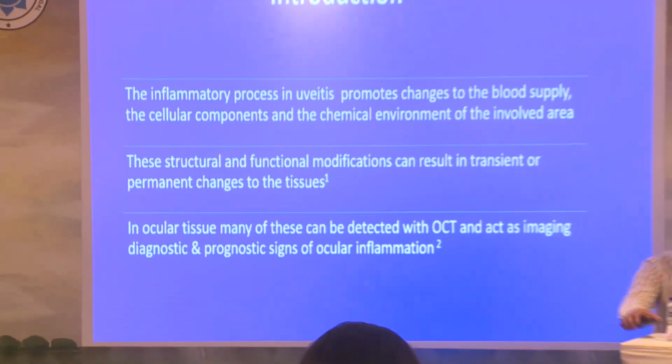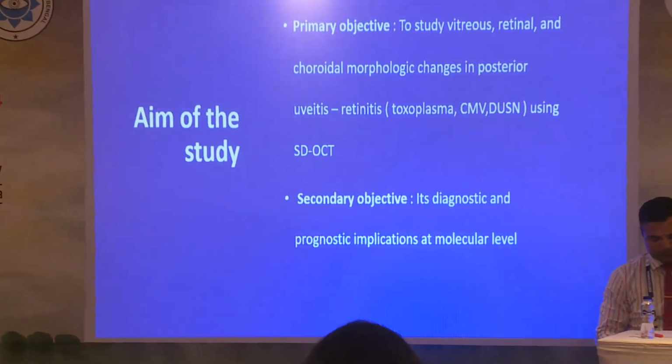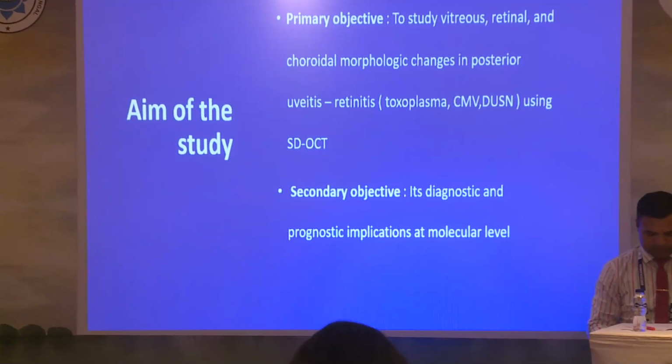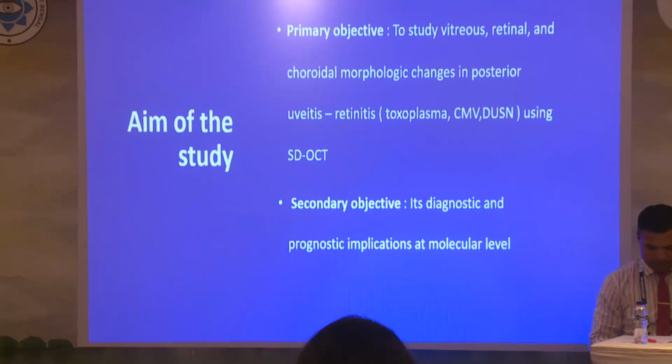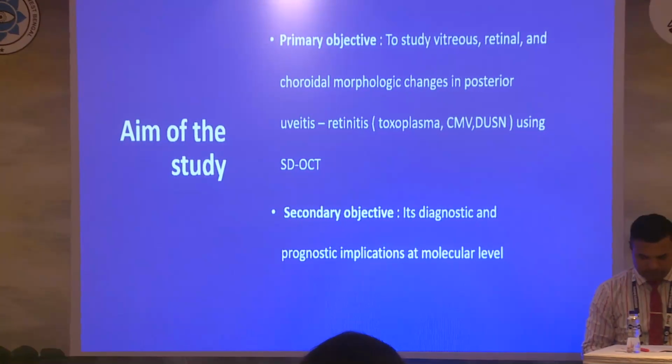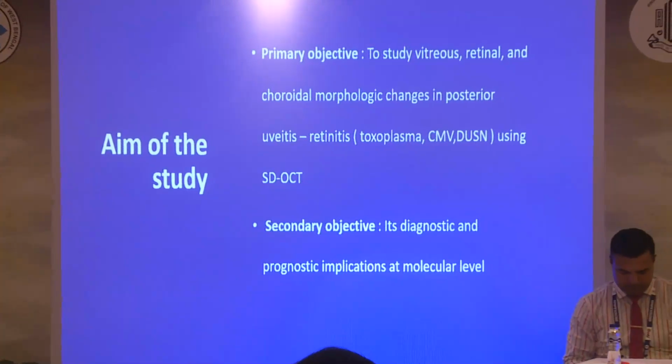Good morning, everyone. My topic of today's presentation is navigating through OCT biomarkers in posterior uveitis: a retrospective study. The inflammatory process of uveitis causes structural and functional modification which can be studied by OCT. The primary objective of our study is to study vitreous, retinal and choroidal changes, predominantly in posterior uveitis, that is retinitis: toxo, CMV and Dosen cases.